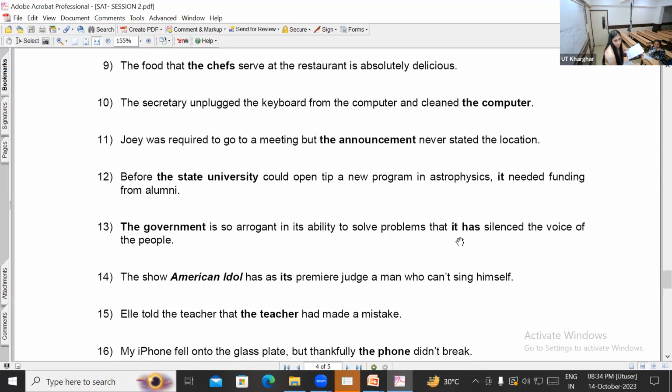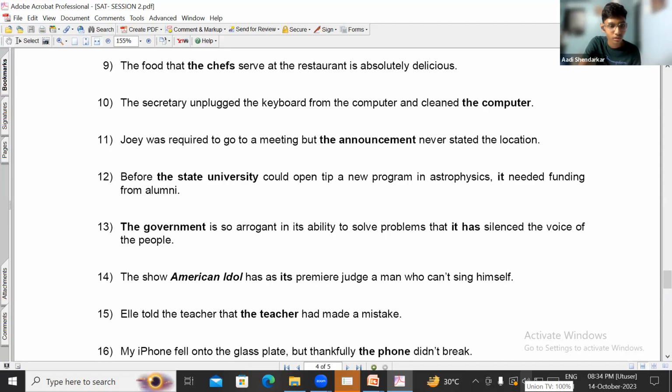Better see question number 12 over here. Why do you write it? Why not they? What do you think, Adi? And the state university refers to a location or a thing. That's why we use it. It's singular. You have written it right.